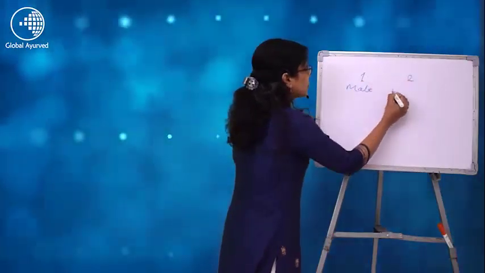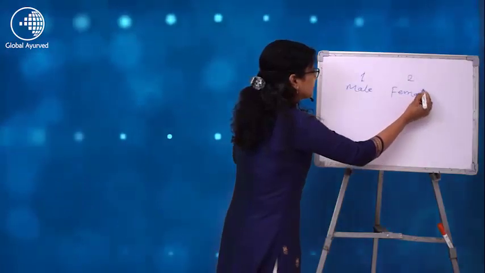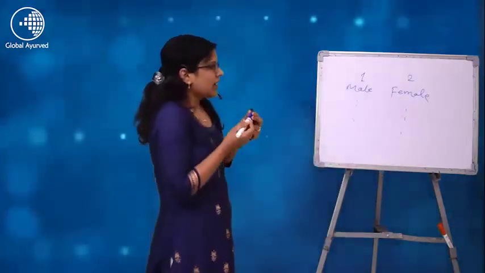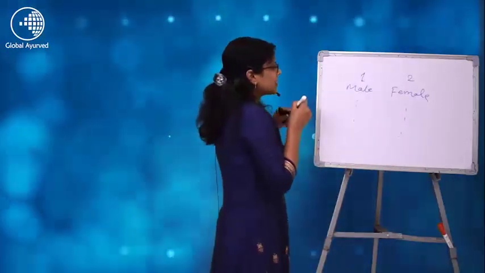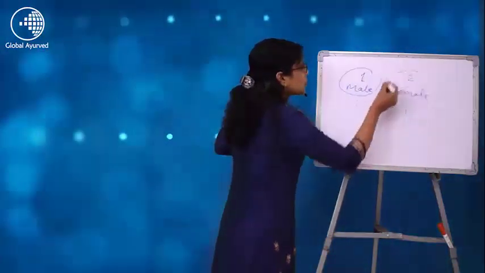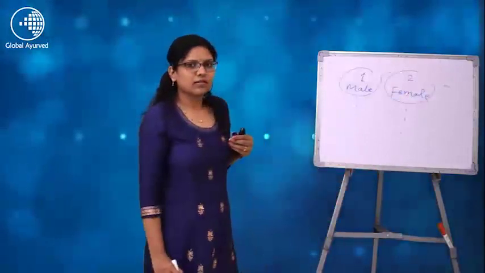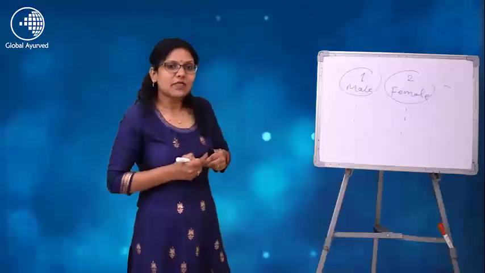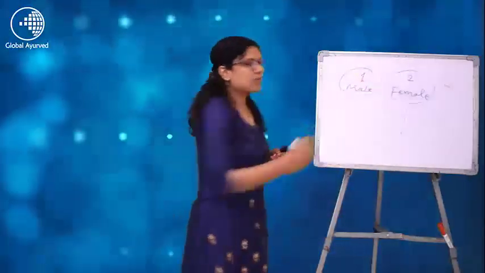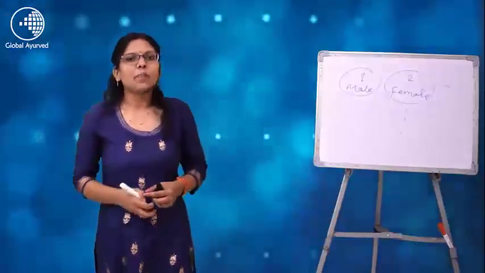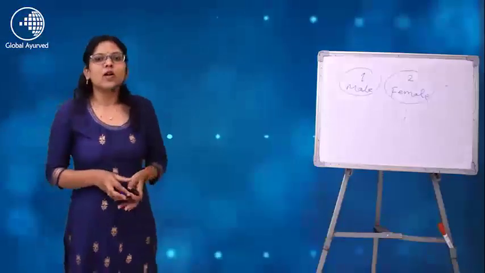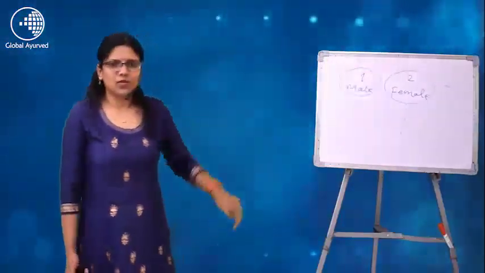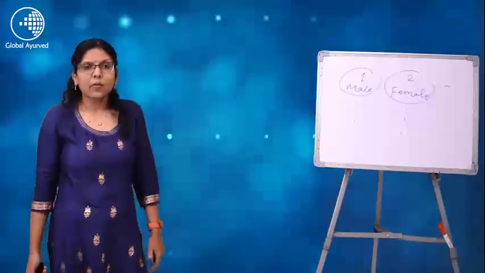Okay, if we apply one number to male and two number to female, and here are some observations. Does it mean that 1 minus 2 is equal to minus 1? No. 1 plus 2 is equal to 3? No. Means we cannot apply any mathematical properties to such a type of scale that is called the nominal scale. The numbers given are totally arbitrary. Okay, this is the nominal scale.